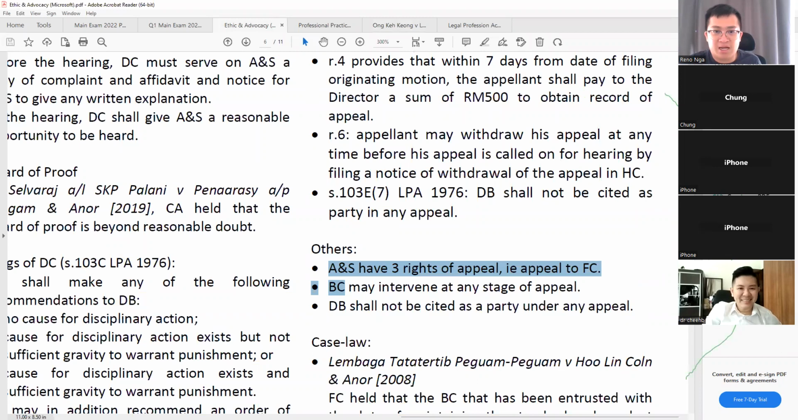Oh, okay, there's one student asked, is the DB a government body? Before we say whether it is a government body or not, I would think it is a statutory body. Why? Because since you asked, then might as well we just go to that chapter.